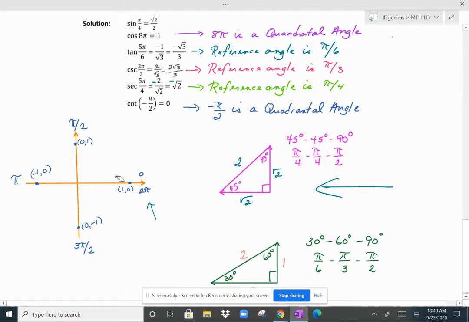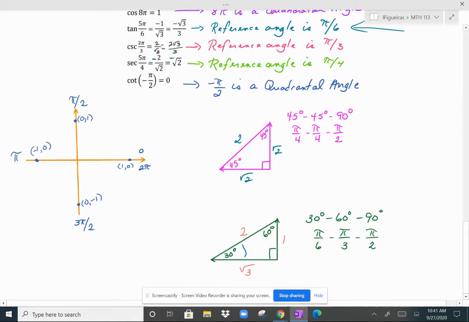Then we're at 5 pi over 6. The reference angle for 5 pi over 6 is pi over 6, which is 30 degrees. So if I'm looking at this triangle here, tangent is opposite over adjacent. So that is 1 over root 3, but don't forget, 5 pi over 6 was in quadrant 2. Tangent is negative in quadrant 2, so we do have to put that.